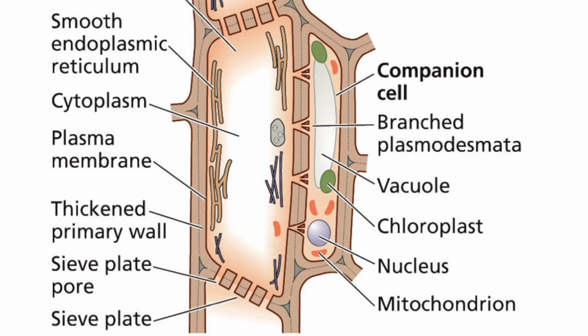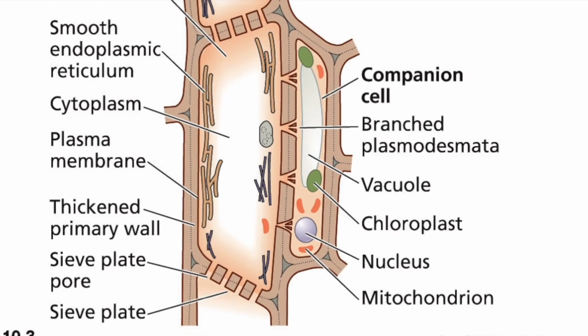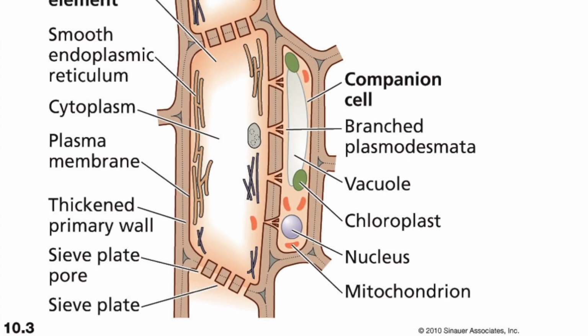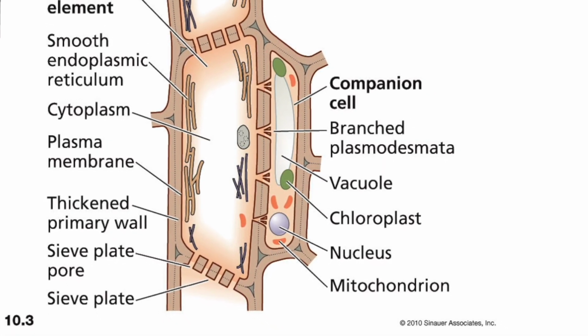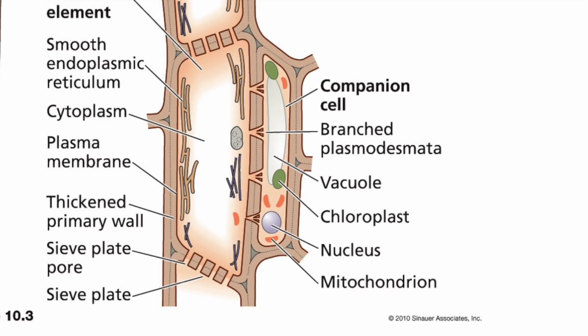Note, there are no nuclei in the sieve cells. As these cells mature, some of the normal cell components are removed.